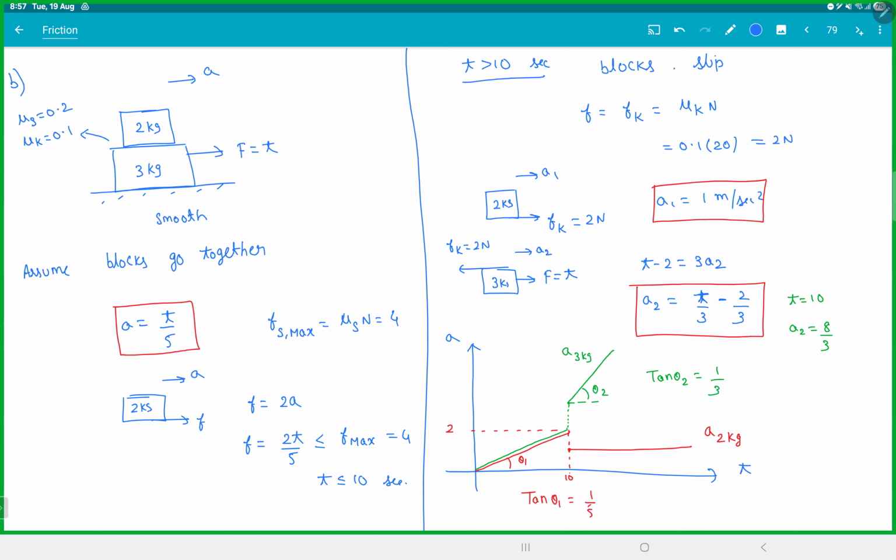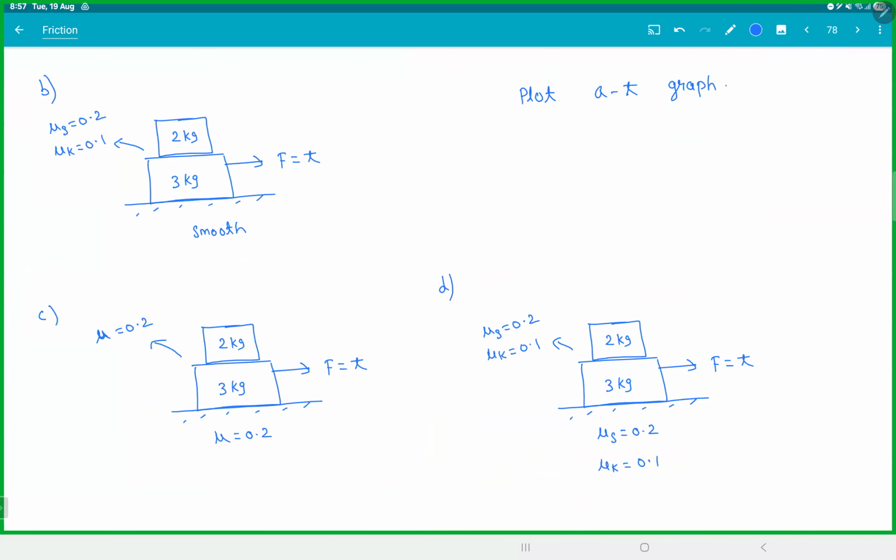What are you asking, Rishi? Sir, it's undefined. That's why there is a thing. So at 10 seconds, it is still static only. Slipping has not started yet. At 10.00 something, it will be static, kinetic.